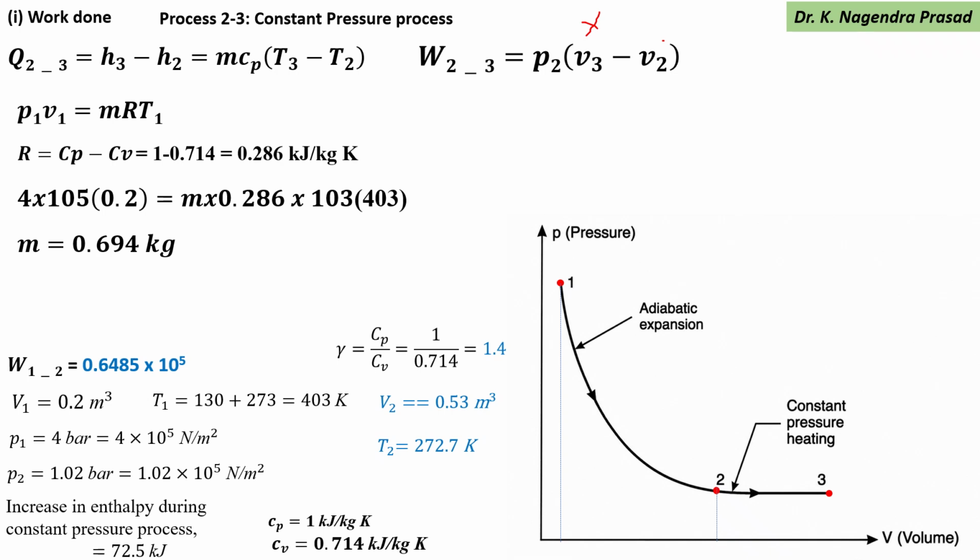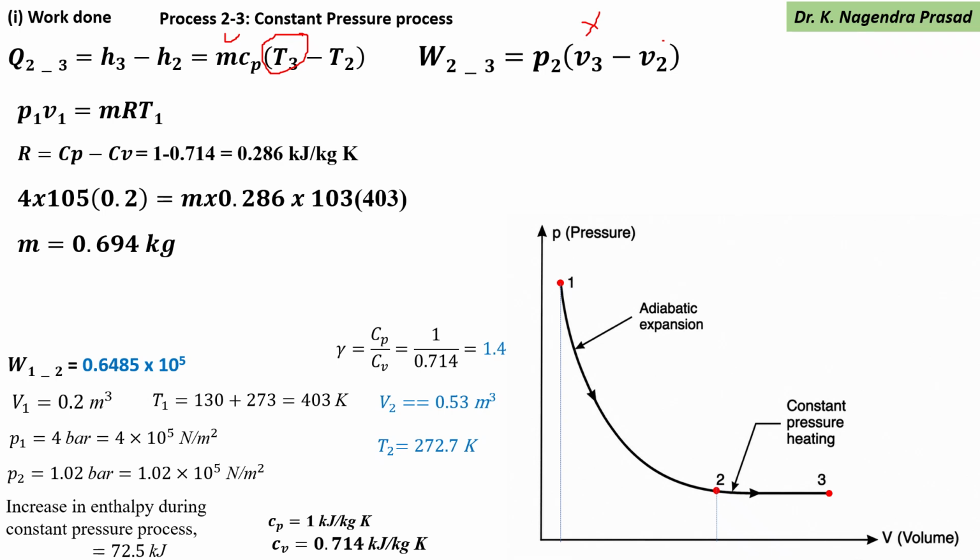So we have to observe the net heat transfer, which is equal to the increase in enthalpy, that is given in the data, which is 72.5 kilojoules. So 72.5 kilojoules equals the m value we know, 0.694 kg, and the Cp value also we know. But T3 we don't know, and the T2 value we know.